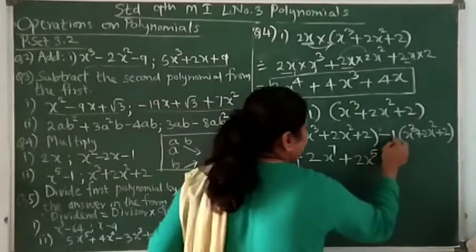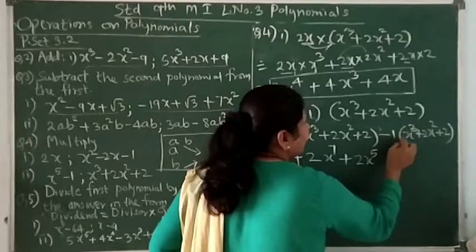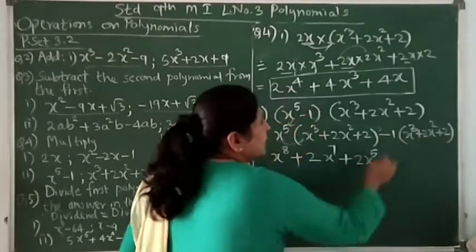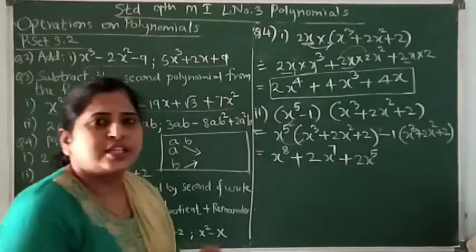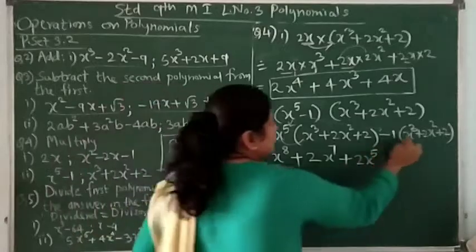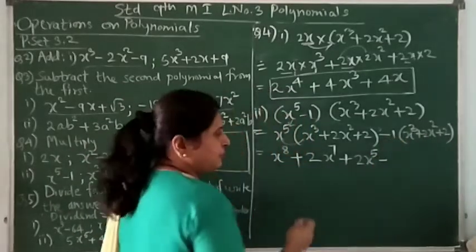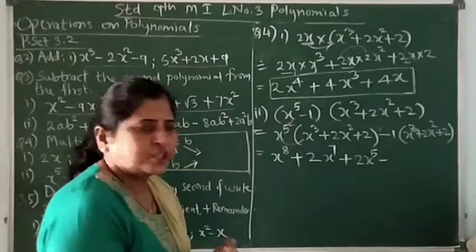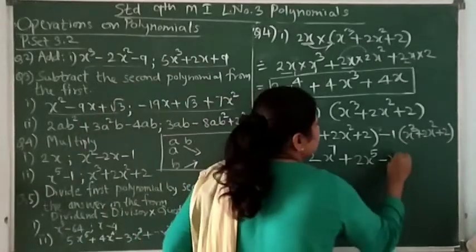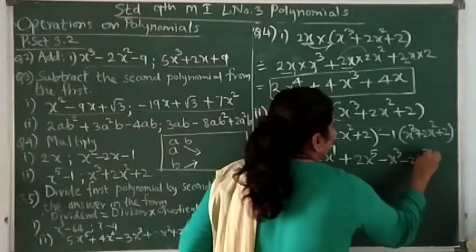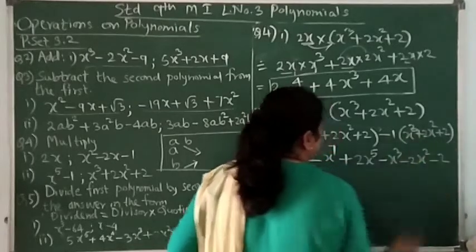Now when you multiply by minus 1. First of all, when you multiply by 1, there is no change. But when there is minus 1, you have to change the sign. All the positive terms will become negative. And when we multiply by 1, there is no change in the term. So minus x cubed minus 2x square minus 2. We have multiplied by this.